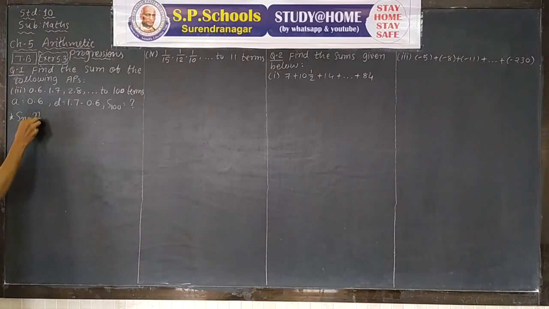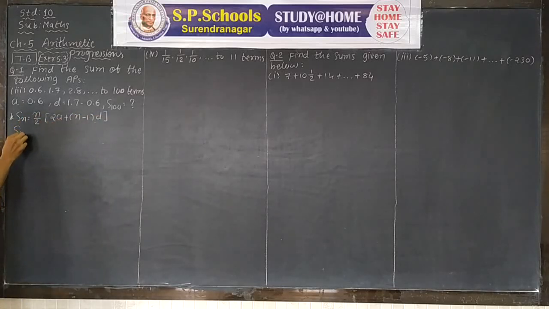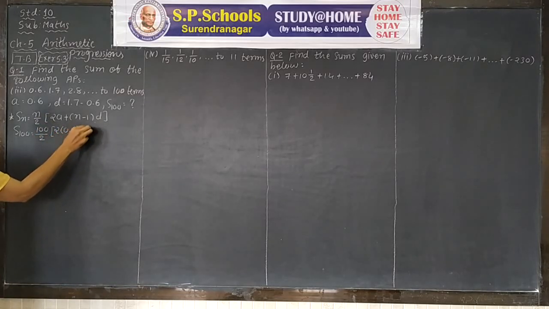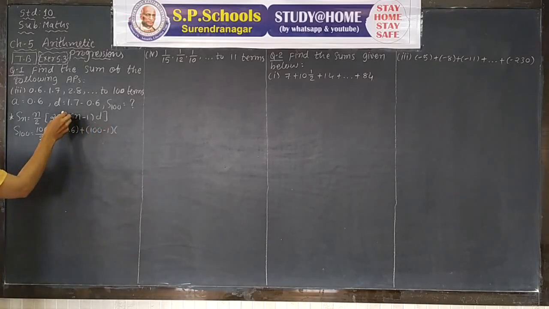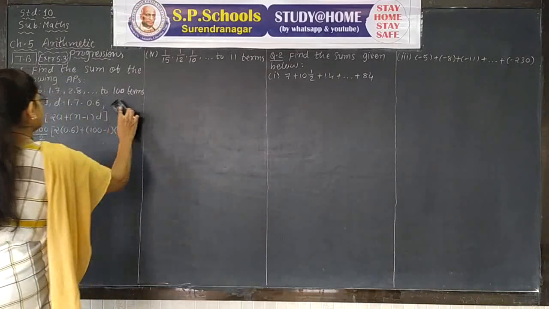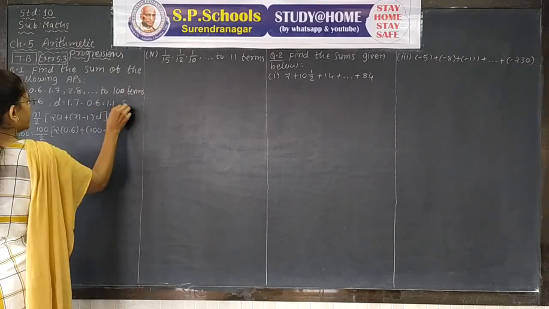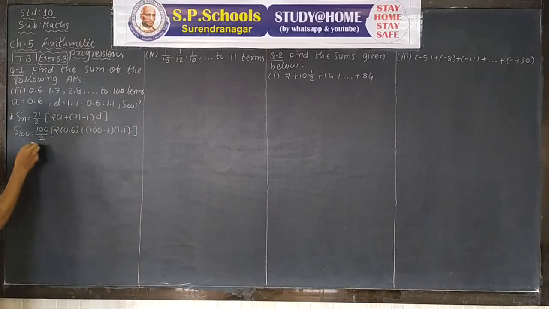Sn is equal to n upon 2 into bracket 2a plus n minus 1 into d, where n is equal to 100. So S100 is equal to 100 upon 2 into bracket 2 into a, which is 0.6, plus n minus 1, that is 100 minus 1, and d is equal to 1.7 minus 0.6. Subtraction is remaining here: 1.7 minus 0.6 is 1.1. Bracket is over.